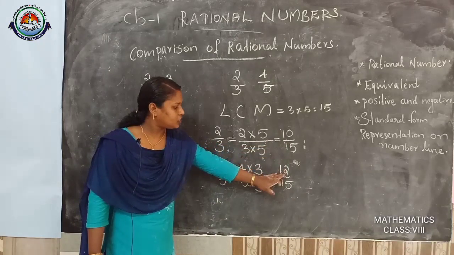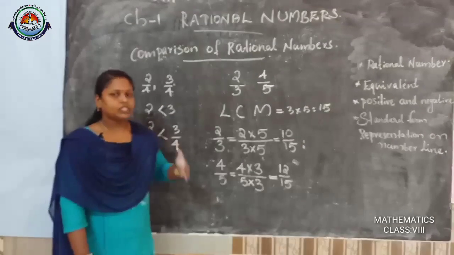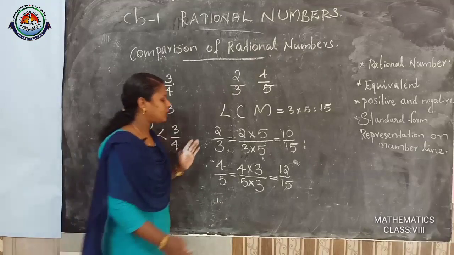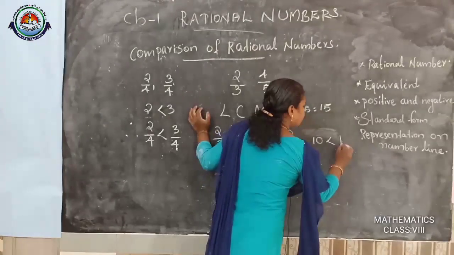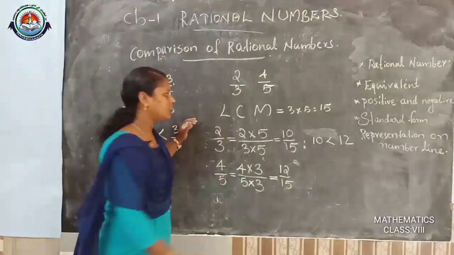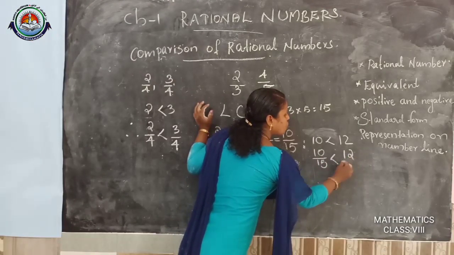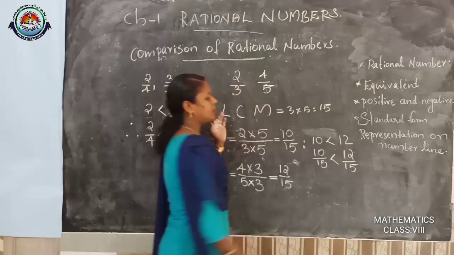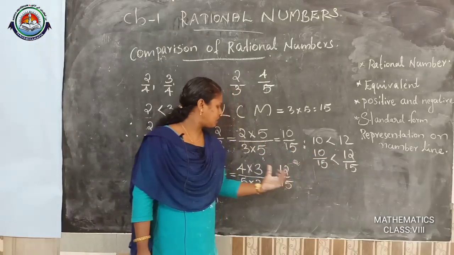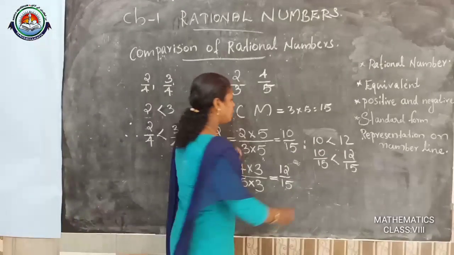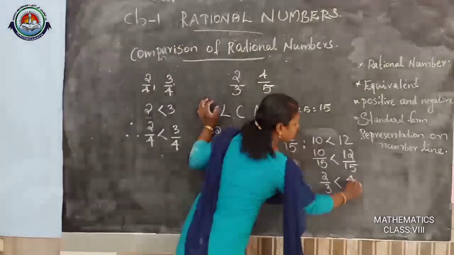So next we need to compare the numerators. 10 and 12. 10 and 12, which is bigger? 12, there is no doubt. 10 is less than 12. Therefore, 10 by 15 is less than 12 by 15. Here 10 by 15 means 2 by 3 and 12 by 15 is 4 by 5. So 2 by 3 is less than 4 by 5.